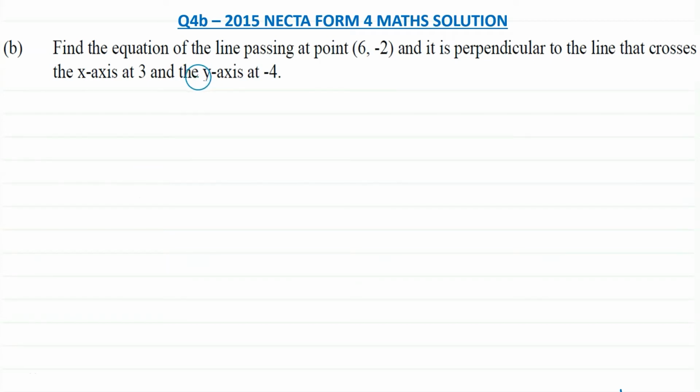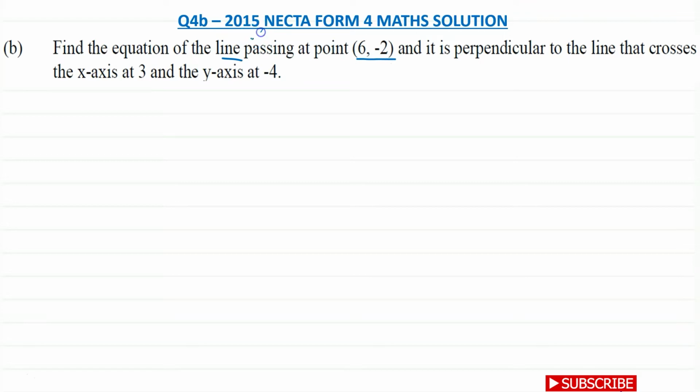We're going to solve question 4b from NECTA 2015 Form 4 math paper. Part A has already been completed. It's on the list for 2015 Form 4 solution. For B then, we are asked to find the equation of the line passing through the point (6, -2).